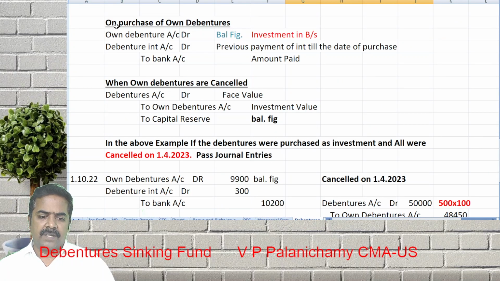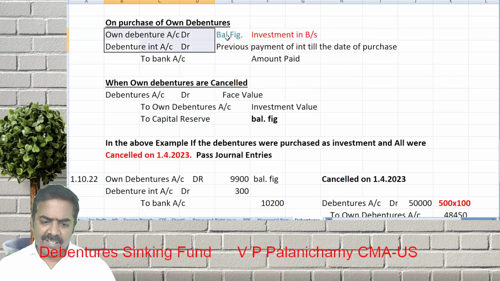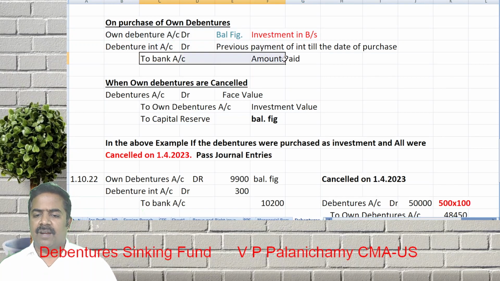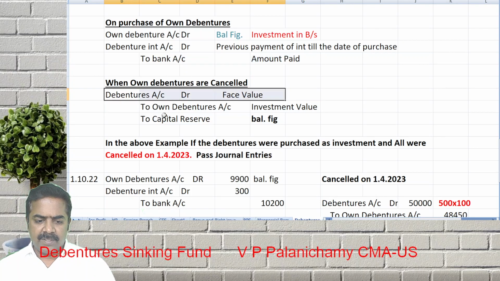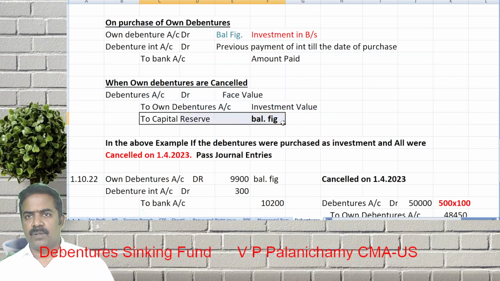Suppose debentures are purchased as investment, we'll debit the investment account. Instead of using the word investment, we'll use which word? Own debentures account debit. Debenture interest, as usual, you have to pay to the bank account. We are not cancelling debentures. And the profit on cancellation: when debentures are cancelled, debentures account debit to which account? Own debentures account. The balancing figure will be transferred to capital reserve.